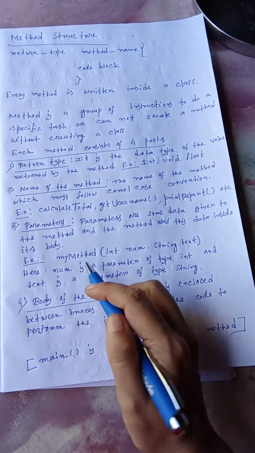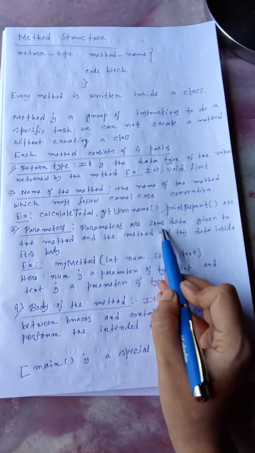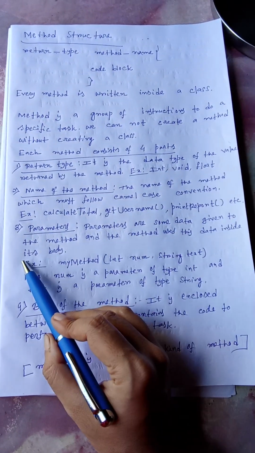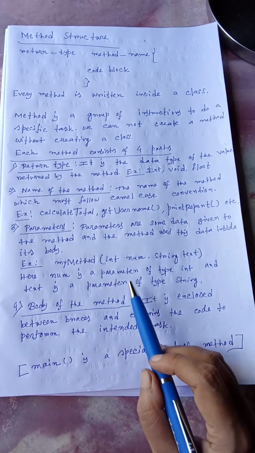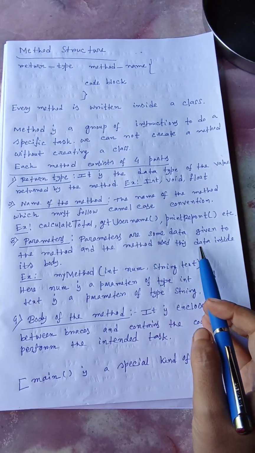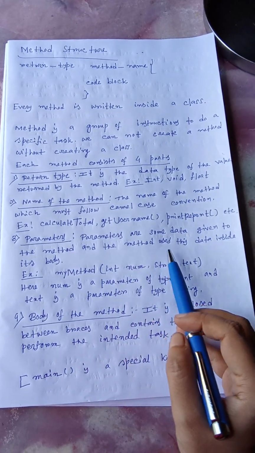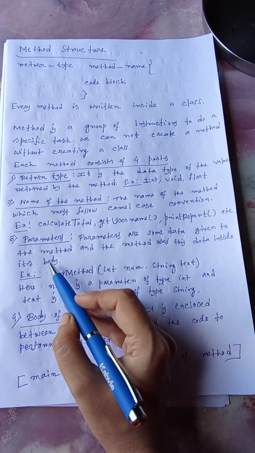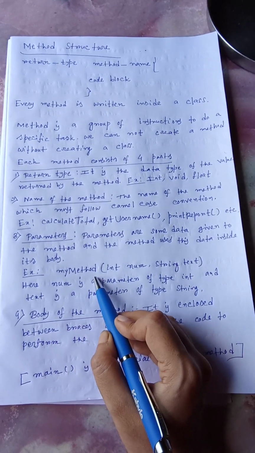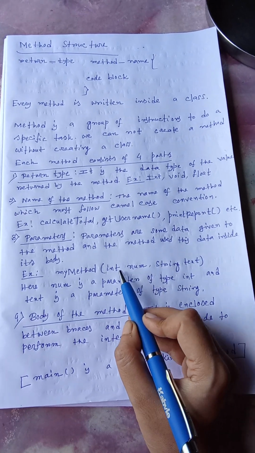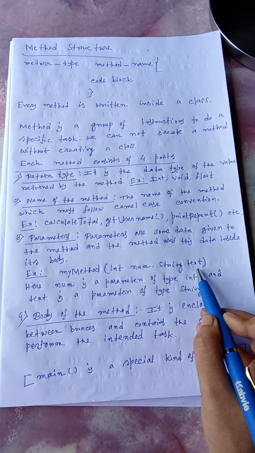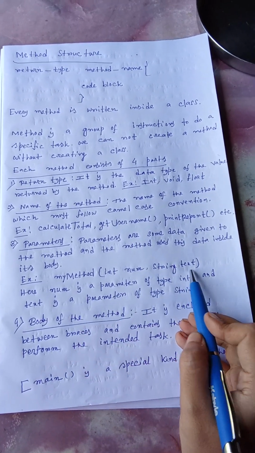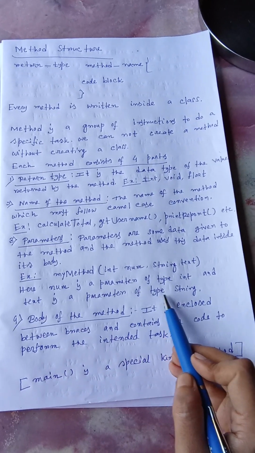Okay. Now parameters. Parameters are some data given to the method and the method uses this data inside its body. For example, here we have created a method called myMethod and we have given 2 parameters, int num, string text. Here num is a parameter of type integer and text is another parameter of type string. Okay.